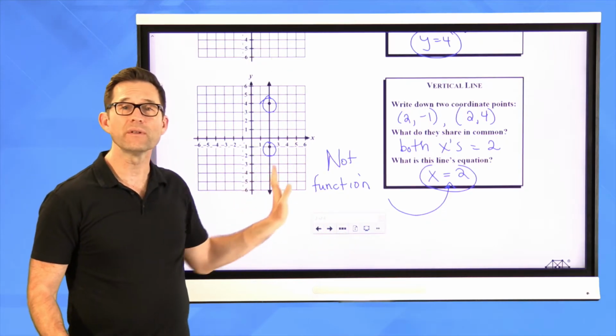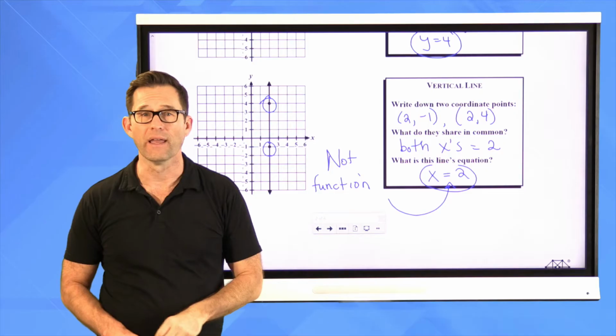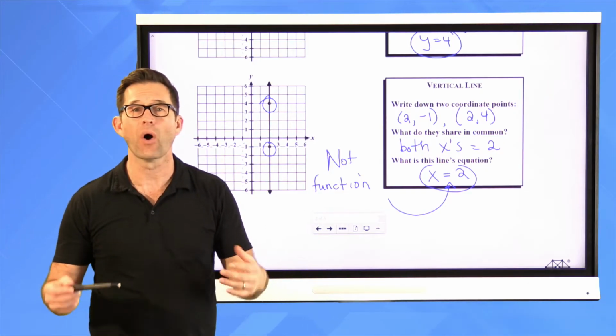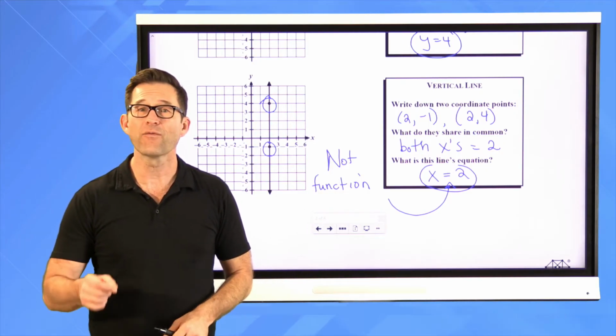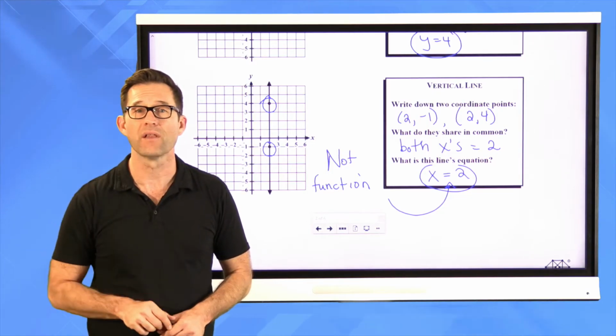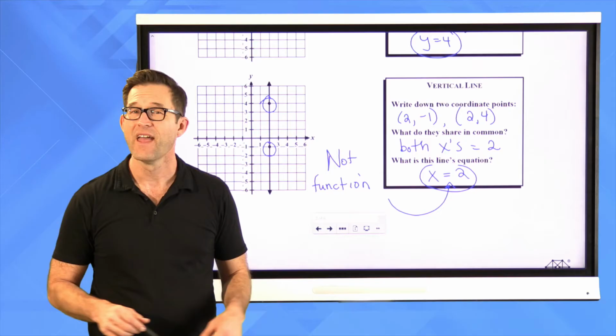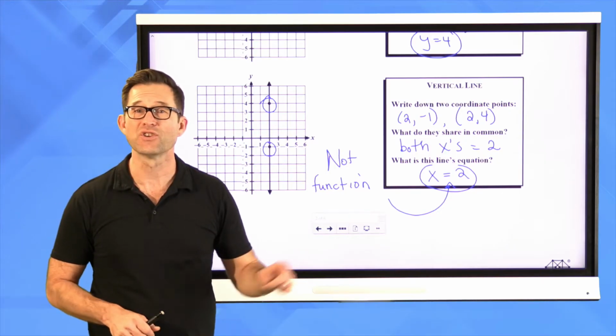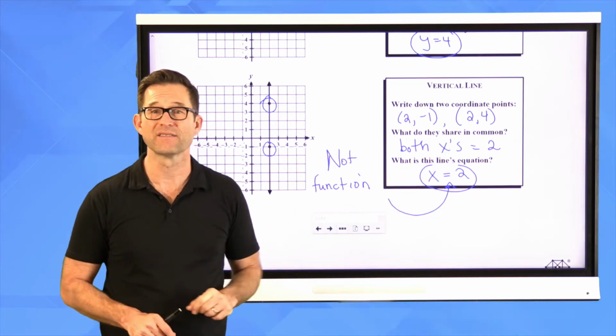But what is certainly true along any vertical line is that the x value is always the same. And therefore, x equals that number describes all the points that lie on that vertical line. Every point that lies on that vertical line shares one thing in common, and that's x equals 2.